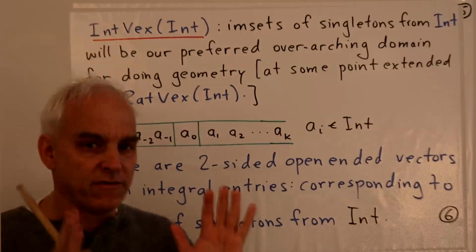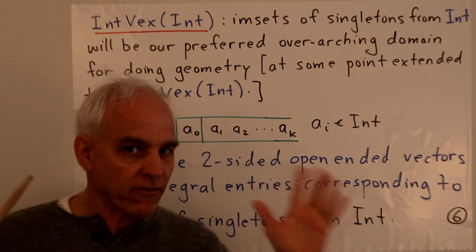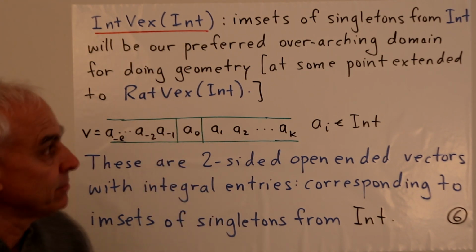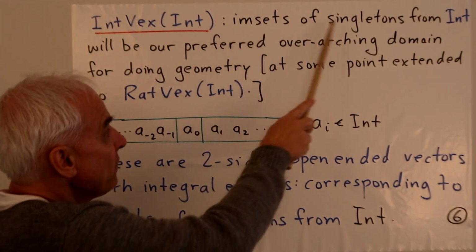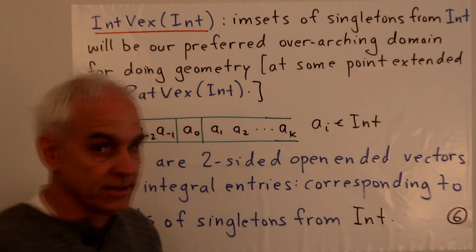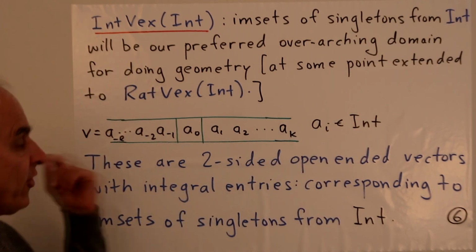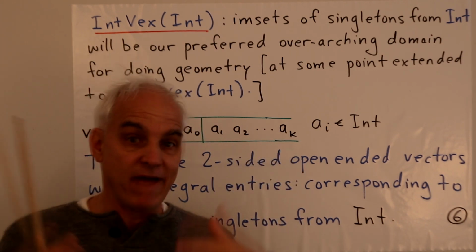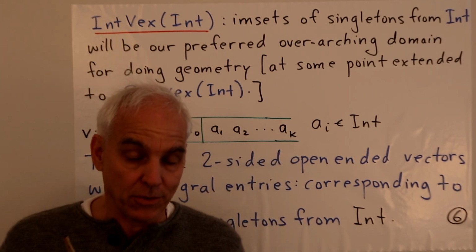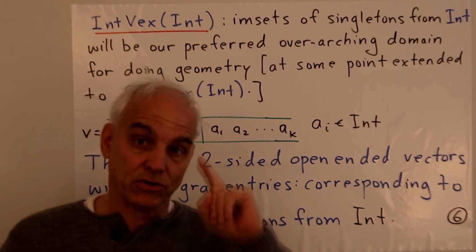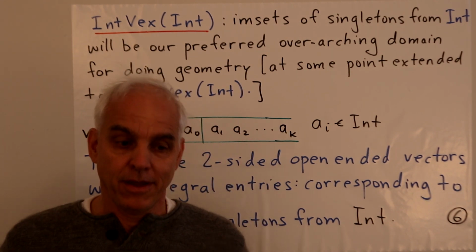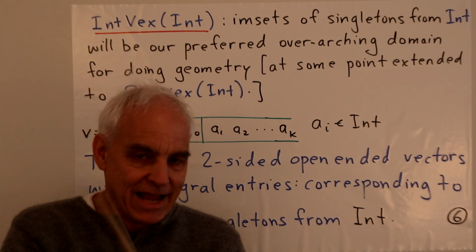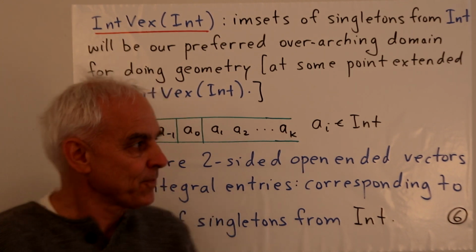So to summarize, we've now identified a new framework for vectors: integral vectors from integers. So these are imsets of singletons from int. This is going to be our preferred overarching domain for doing vector arithmetic, in other words, for doing linear algebra, in fact, for doing geometry. It's a very nice framework, but now we know exactly what we're talking about here.